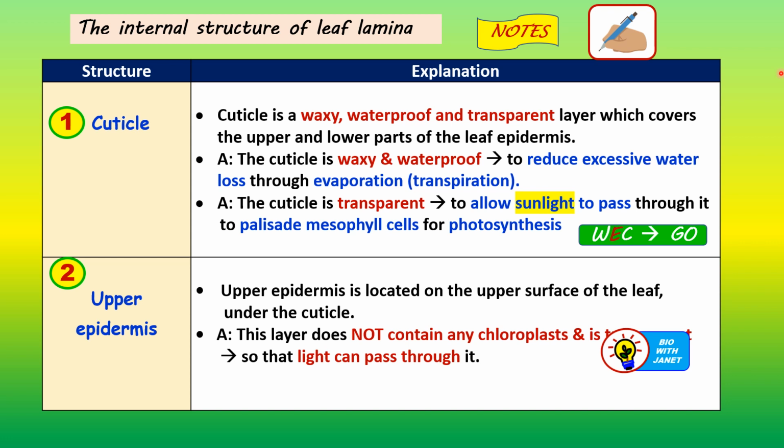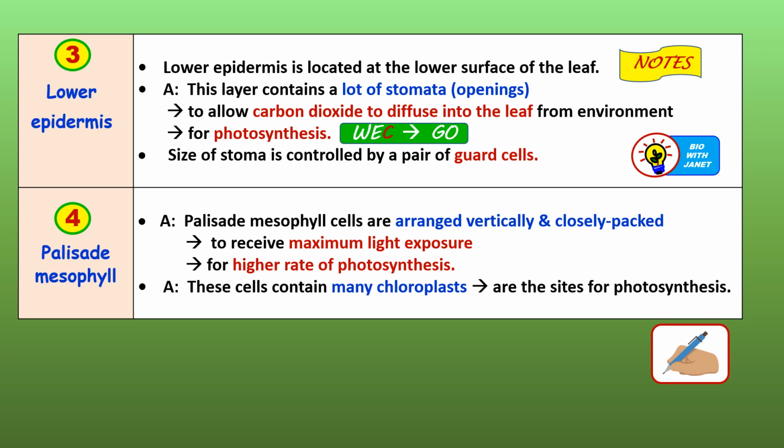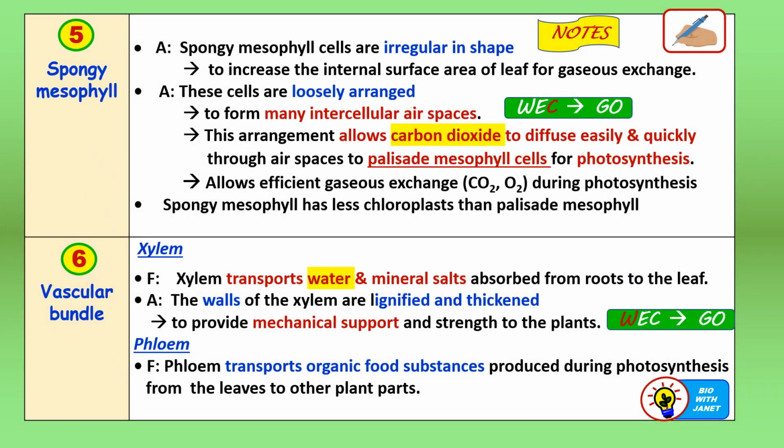So here are the notes for the internal structure of the leaf lamina, and we have already discussed all these structures, so you can copy the notes if you want, okay? The characteristics and explanation about the cuticle, upper epidermis, lower epidermis, palisade mesophyll layer or tissues, spongy mesophyll tissues, and vascular bundle, okay?